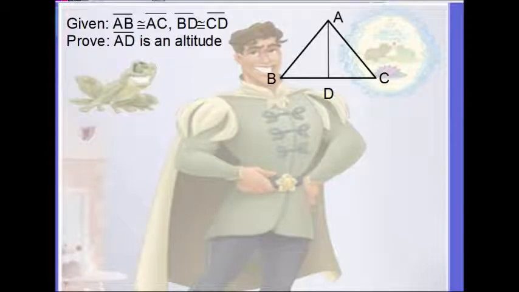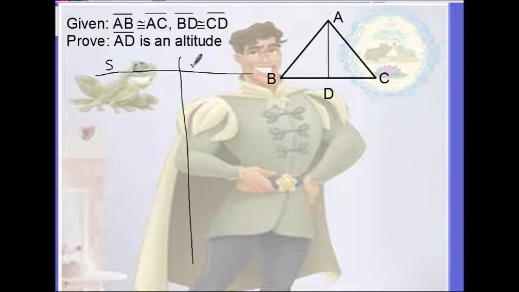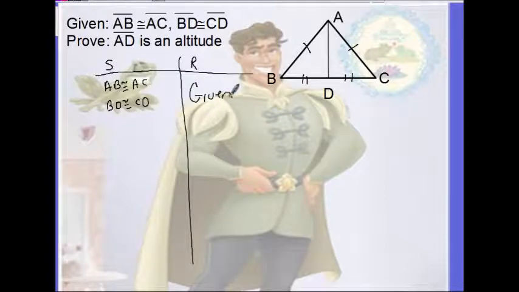Okay, here we go. Here's our first proof. So let's start off with our statements and reasons. We're given that AB is congruent to AC and that BD is congruent to CD. Let's put in those tick marks. AB, AC, BD, DC. Those are all given to us. Now, let's look real quick at what we're trying to prove. We're trying to prove that we have an altitude. And if it's an altitude, then it's going to be a perpendicular segment from the vertex to the side opposite.